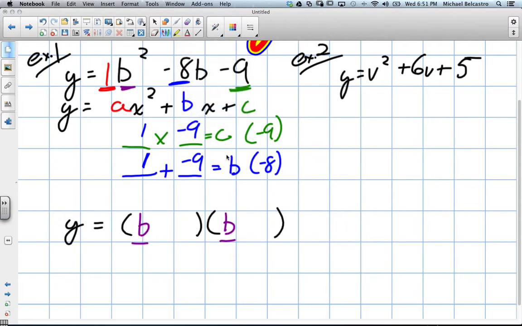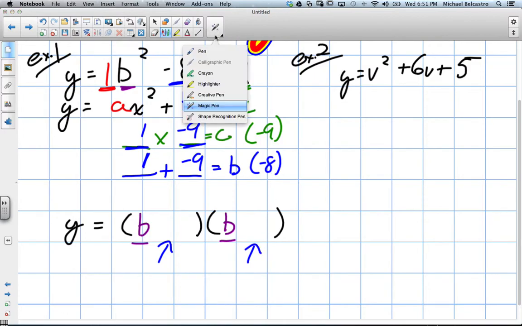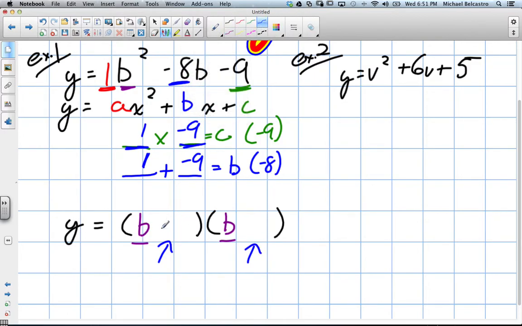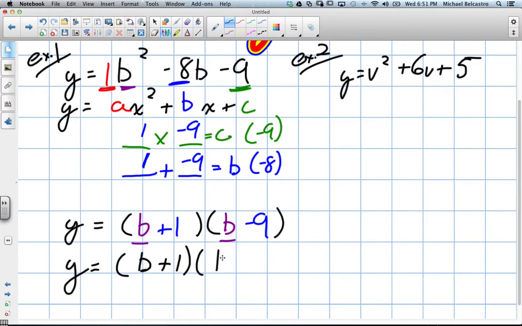Next, what we're going to do is we're going to put one of these factors in one bracket and one of these factors in the other. So one of the factors was +1 and the other one was -9. Okay, so I'm going to just write this all in black. Nothing will change. y equals (b plus 1)(b minus 9). That's it. It's all factored.